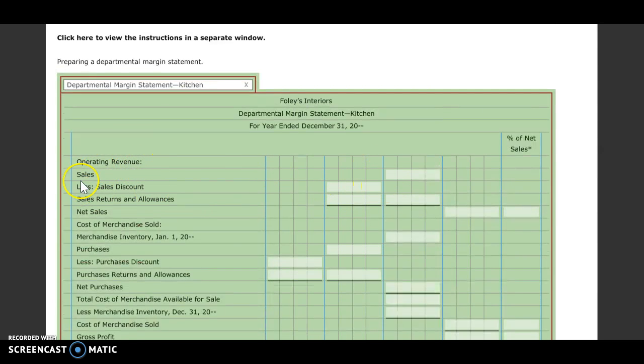So operating revenue, the first thing they ask us for is our sales. I'm going to use this from my adjusted trial balance. Remember, this is kitchen. So I'm going to go to the second page of that, and I'm looking at sales kitchen, and it was 417,953.07. Then I need to subtract sales discount. Again, I'm looking at sales discount kitchen from my adjusted trial balance, and my sales returns and allowances.